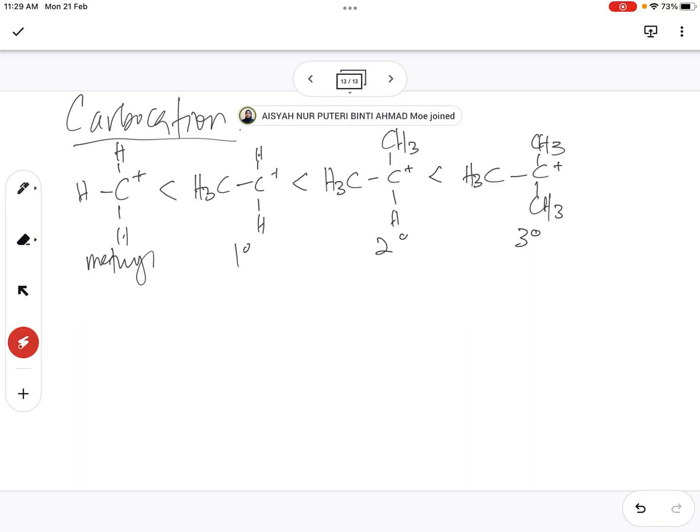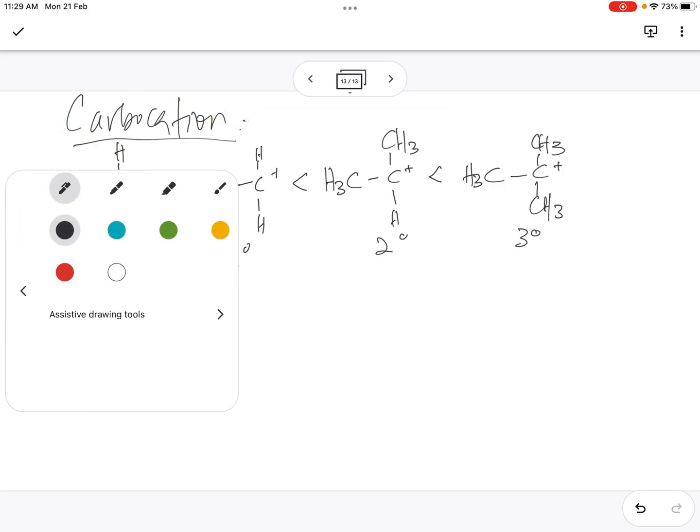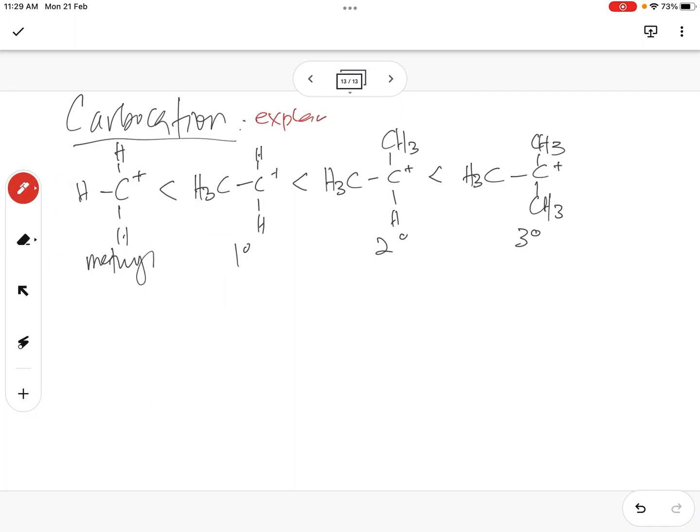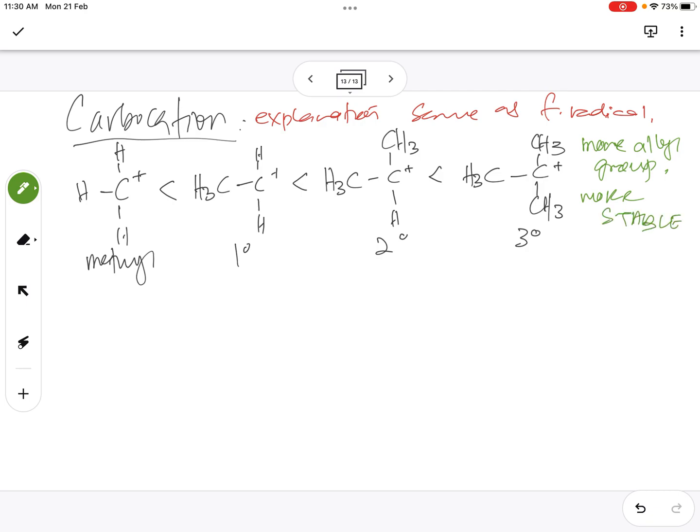Tapi sekarang kita tengah cerita pasal carbocation. The good news about carbocation, dia punya explanation same as free radical. Itu good news dia. Okay, cara menerangkan mereka carbocation adalah sama seperti free radical, iaitu more, apa tu more apa? What is more? More alkyl group. Good. More alkyl group, then more stable. Yes.